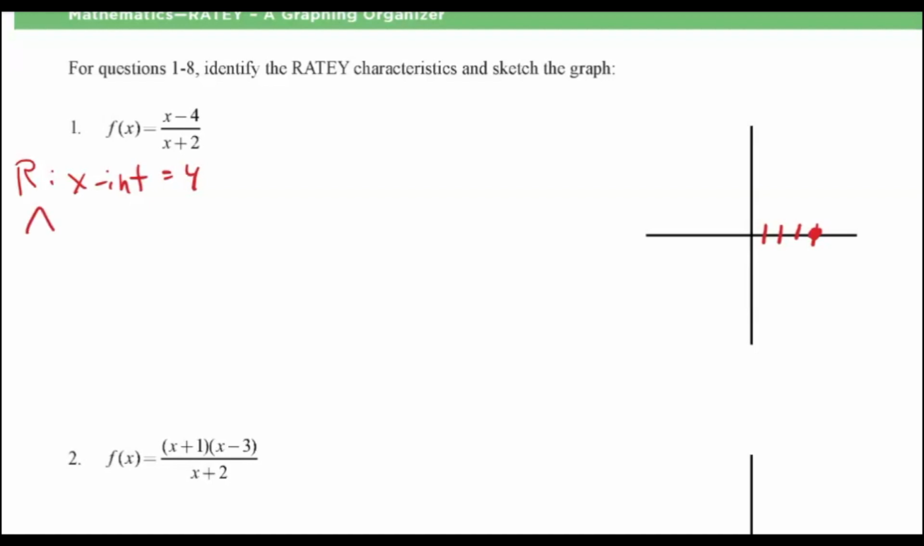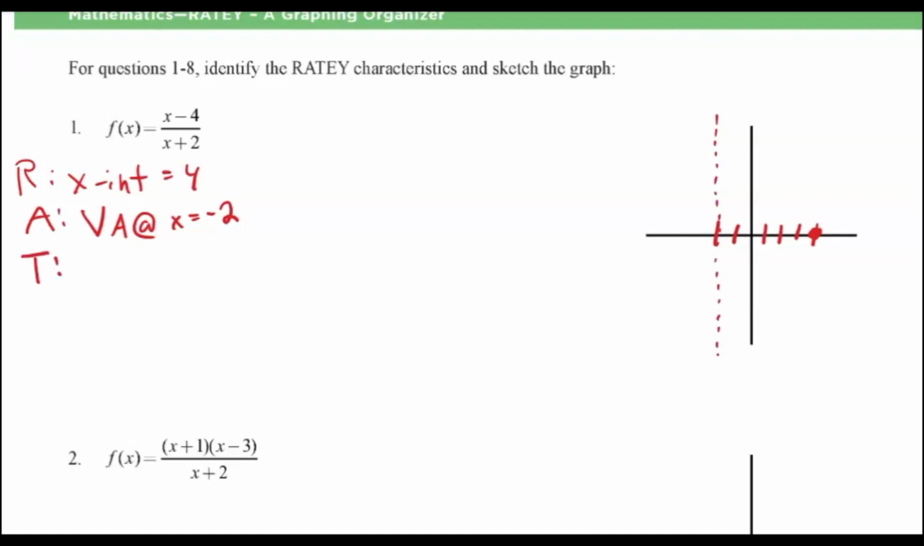Now, A, that's the vertical asymptote, so that's where you'd set the bottom equal to 0. And if we set x plus 2 equal to 0, that means we're going to have a VA at x equals negative 2. So over here we would have a VA at negative 2.